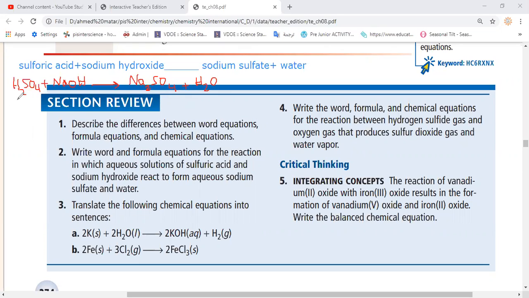I don't know. I don't understand. Keep searching as you search. Okay, here they are balanced.